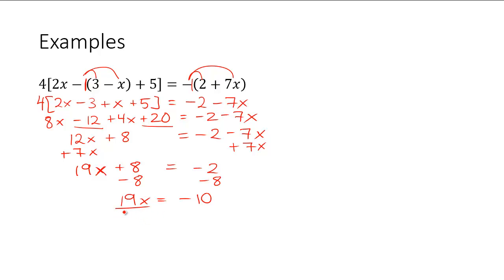So now we can divide both sides by 19 because that's a multiplication and division counteracts it. And we've got x equals negative 10/19. It doesn't seem like we can simplify this fraction any further, so we're done. You can always check your work by plugging the number in and checking if it works.